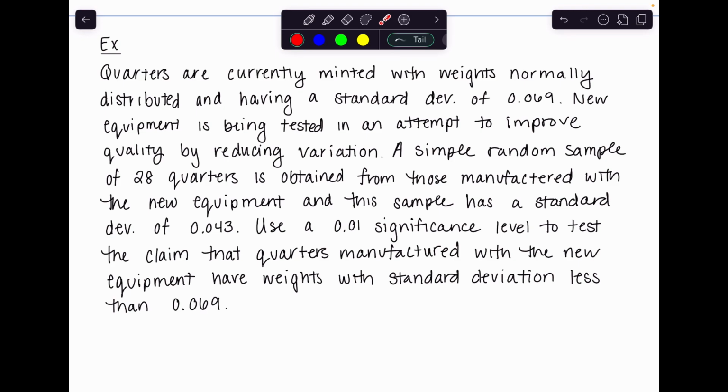So a simple random sample of 28 quarters is obtained from those manufactured with the new equipment, and this sample has a standard deviation of 0.043. We want to use a 1% significance level to test the claim that quarters manufactured with this new equipment have weights with standard deviations less than 0.069. So this new equipment with this particular sample, can I show that I have a better standard deviation?